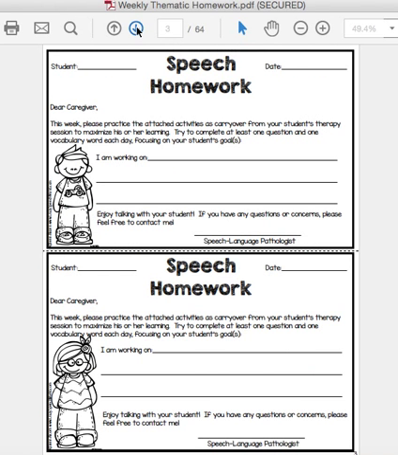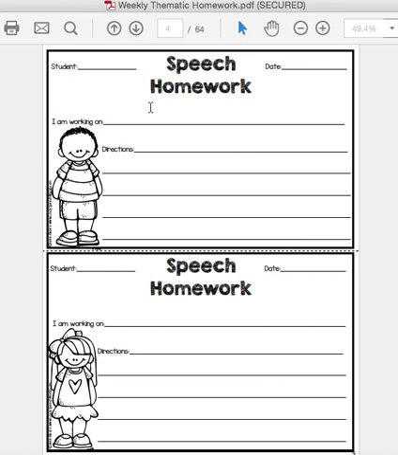There's also some parent letter templates in here. This one has some instructions. You can write what your students are working on. This one is a little more generic so that you can customize what you want it to say. And then there's 2 per page just to kind of save some paper.